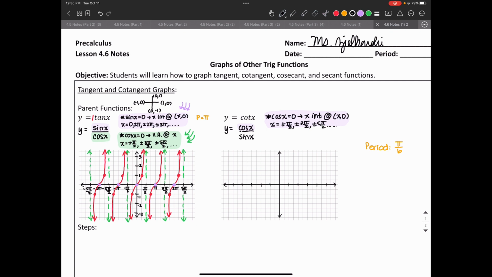And then I also know that when sine of x is equal to 0, that's going to give me 0 in the denominator, which is going to give me vertical asymptotes. So I'll have a vertical asymptote at whatever the x value is when sine of x is equal to 0, so for these values here, 0 plus or minus pi plus or minus 2 pi, etc. So these values are going to be vertical asymptotes, every pi.